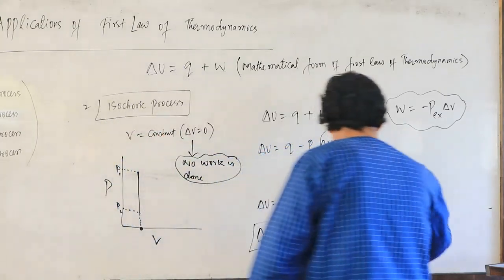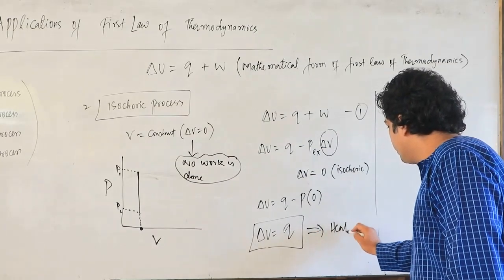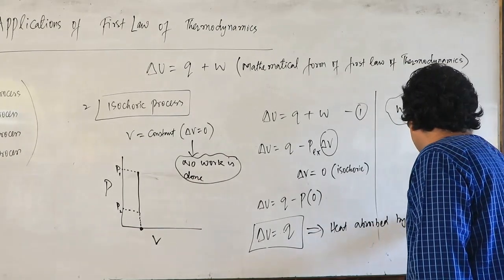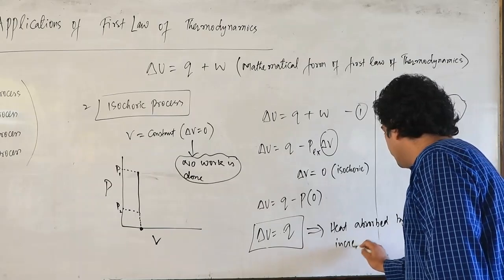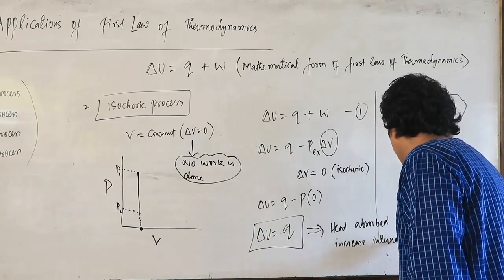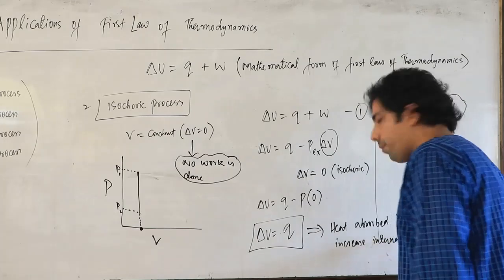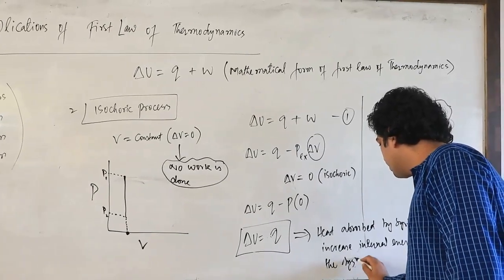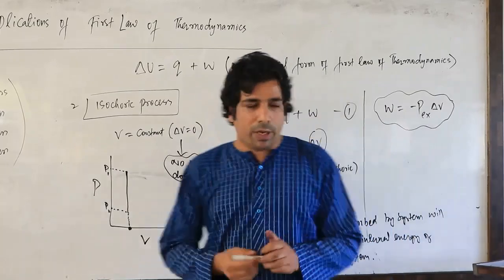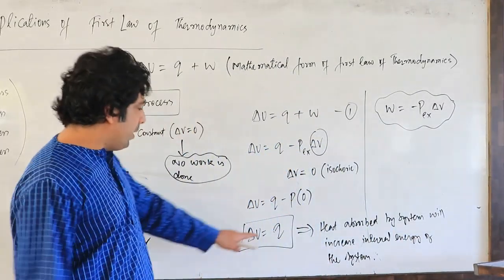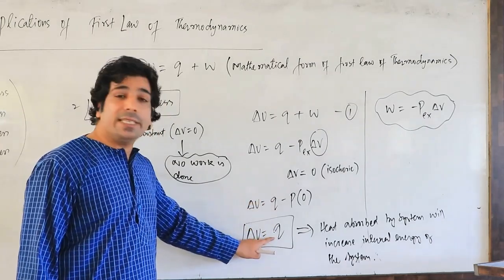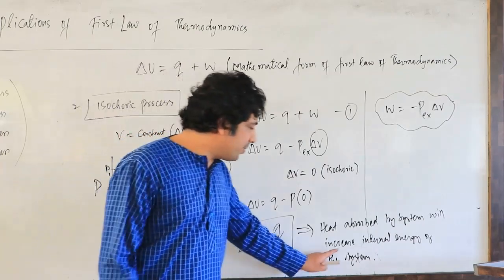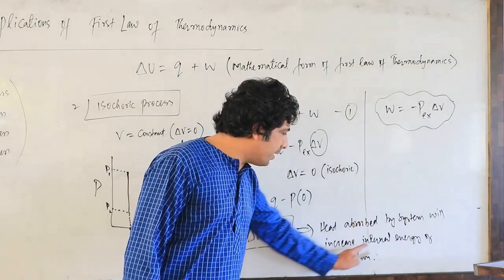So I will write down the statement here. Heat absorbed by system will increase internal energy of the system. Is it visible here? Internal energy of the system. So my dear friends, you have understood here that when heat is absorbed by the system, the internal energy of the system will change. And obviously that change is basically increase only. Heat absorbed by system will increase internal energy of the system.